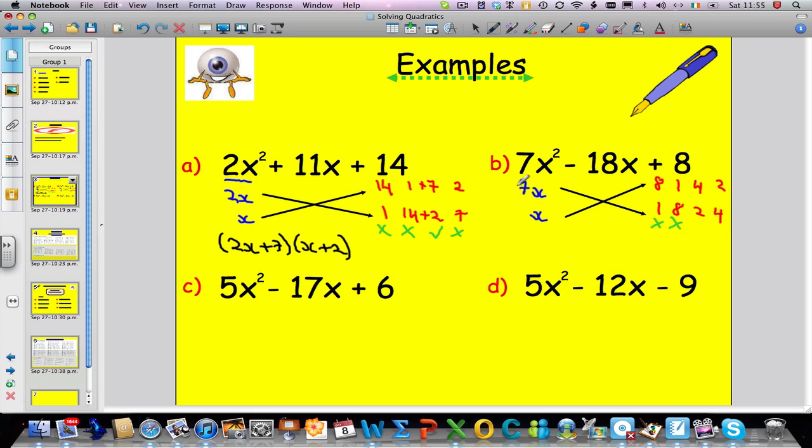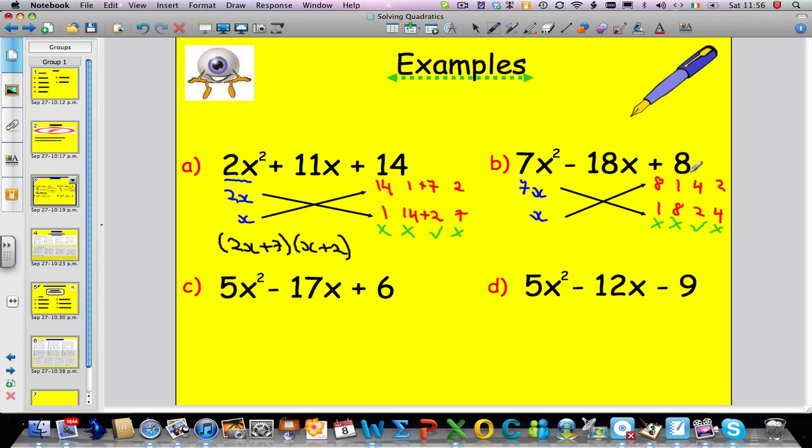Let's check the next one. 7 times 2 is 14, and 1 times 4 is 4. Can I make 18 using 14 and 4? Well, yes, I can. So that's a possibility. And the last one, always check them all. 7 times 4 is 28, and 1 times 2 is 2. Can I make 18 using 28 and 2? No. So it can't be that. So it must be this pair of factors here.